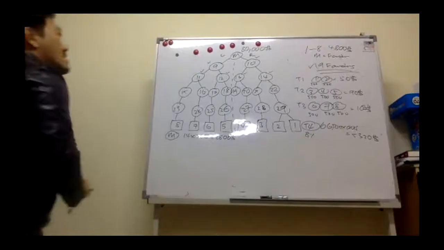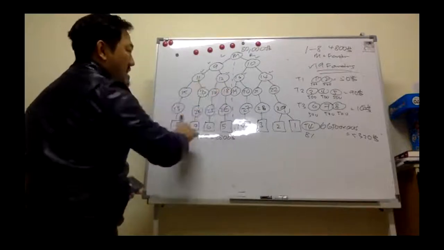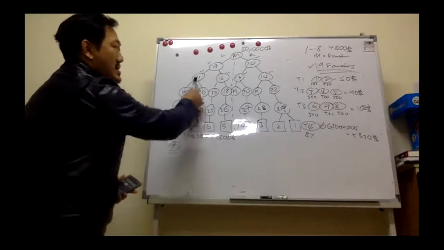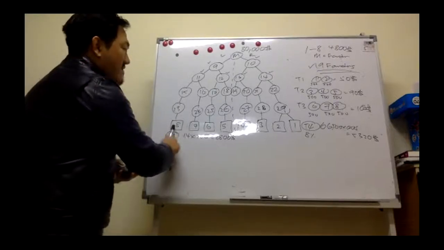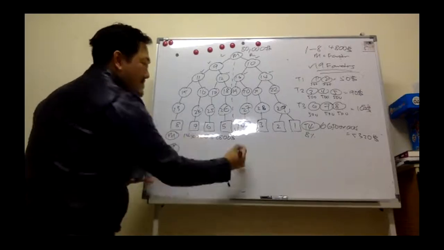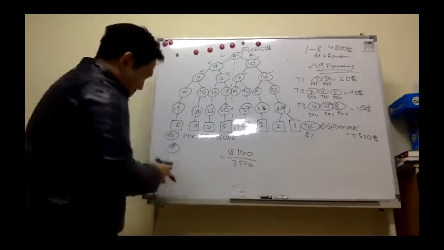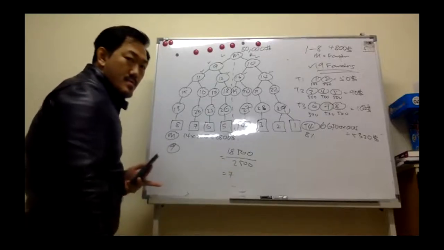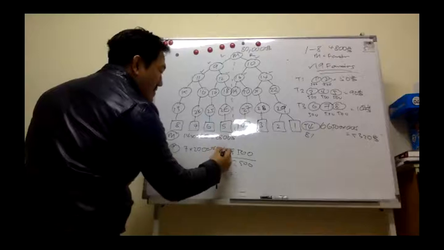For the ninth, both sets are equal, so just calculate for 1. That's 5 founders right here, 5 founders plus 500, 500. That's 18,500. Divide it by 2,500. That's 7 cycles right there. So 7 times 200, 1,400.